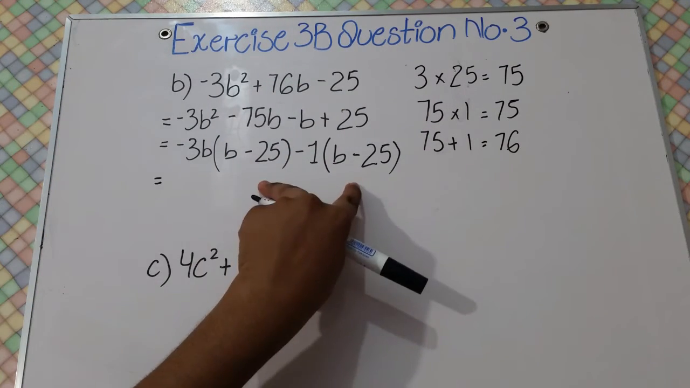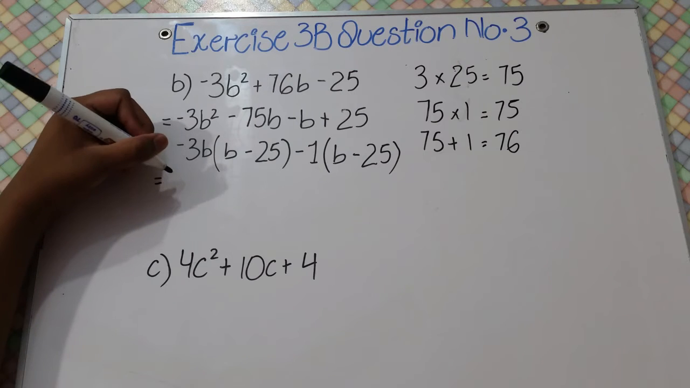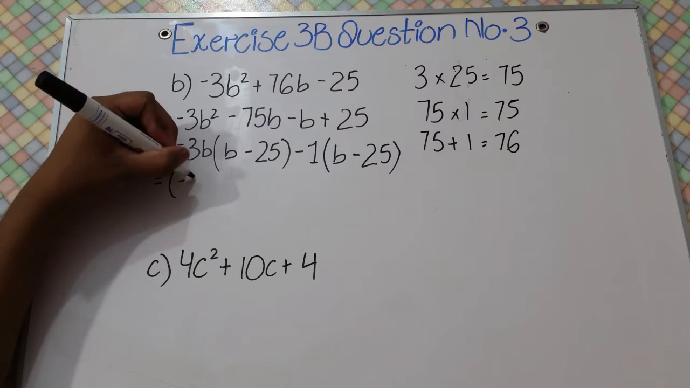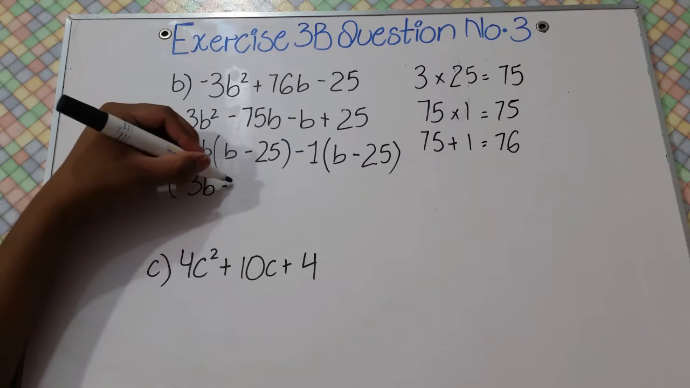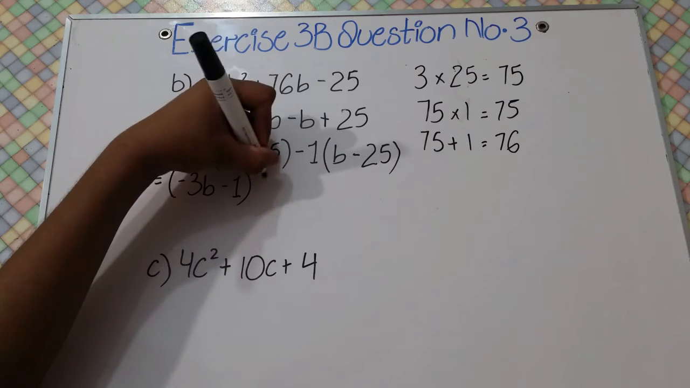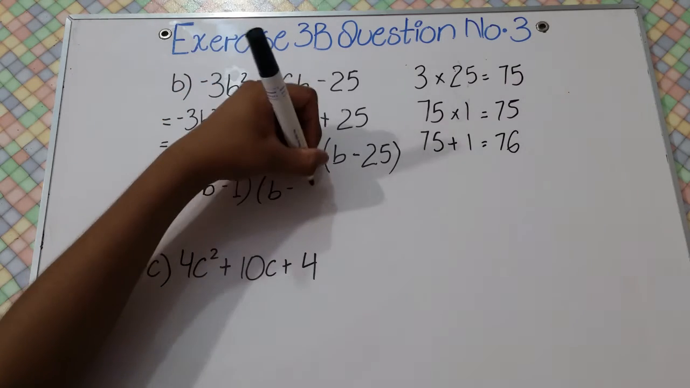So these two brackets are the same, which means we are doing it correctly. So one time I'm going to write minus 3b minus 1, and b minus 25 one time.